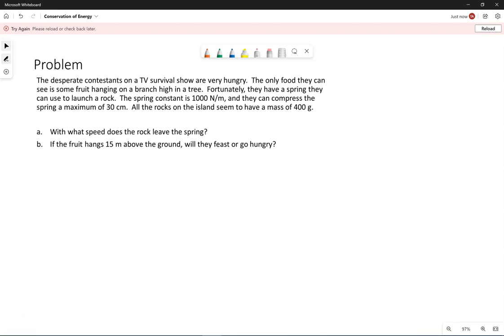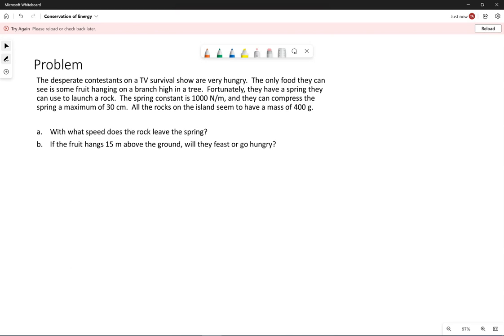So we have another example problem here where we can use conservation of energy. Desperate contestants on a TV survival show are very hungry. The only food they can see is some fruit hanging on a branch high in a tree. Fortunately, they have a spring they can use to launch a rock.